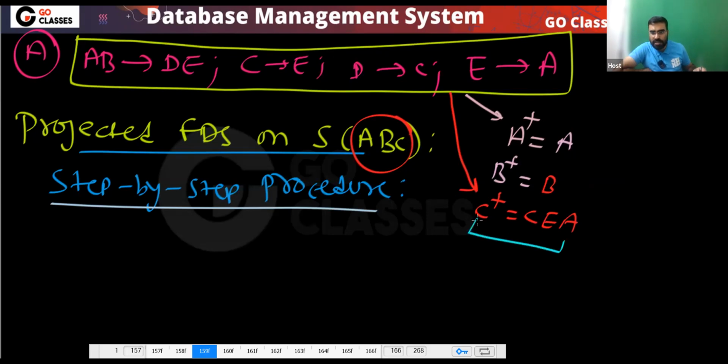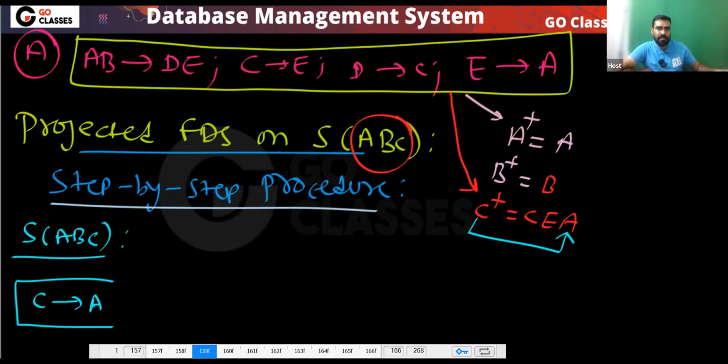Now this you can project on ABC. In S, what can you write? You can write C determining A. This is your first. Isn't it simple? There is a step-by-step procedure. You will not make any mistake if you go step by step. And if you go randomly, definitely some FD you will miss.